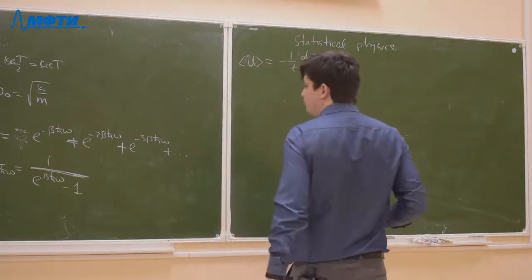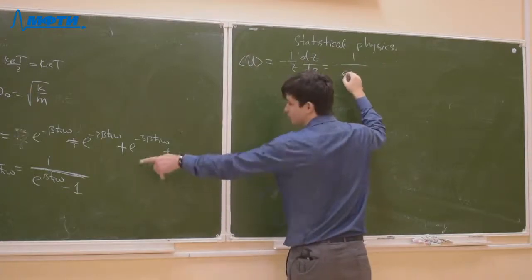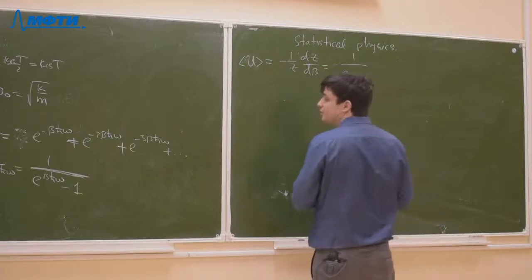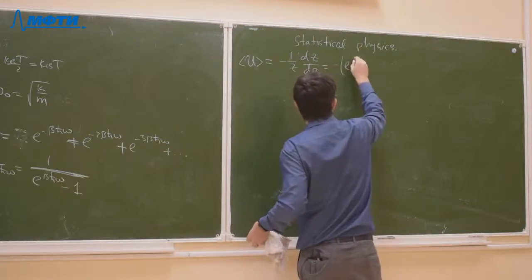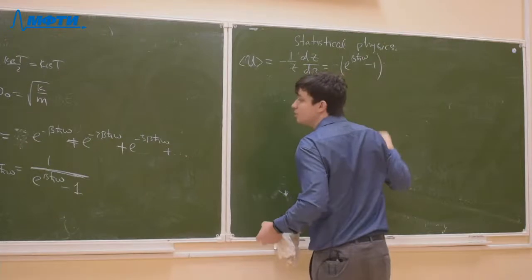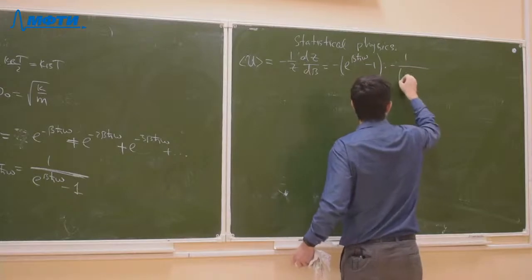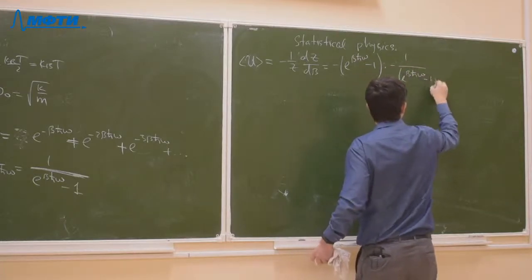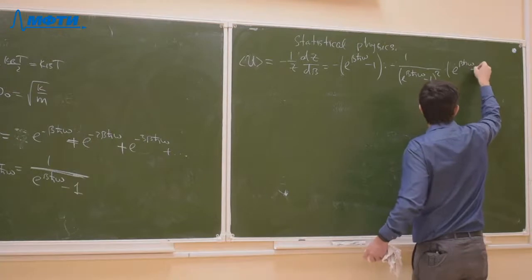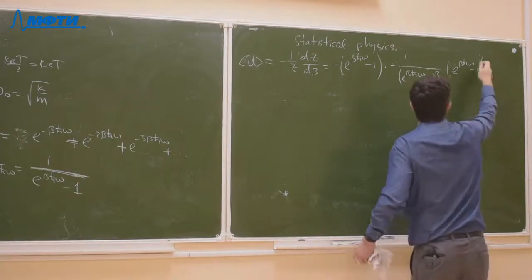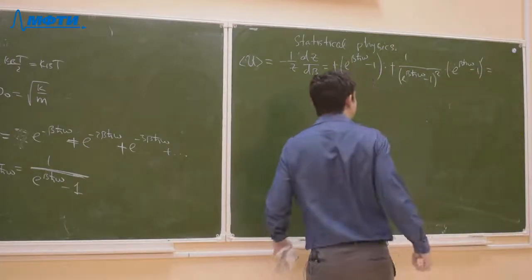Okay, taking a derivative of this function, we get, well, first we write 1 over z. 1 over z gives you e to the power beta h omega minus 1 times the derivative, and the derivative gives you minus 1 over (e to beta h omega minus 1) squared multiplied by (e to beta h omega minus 1) prime, which means derivative. Okay, minus here with the minus here gives me plus.